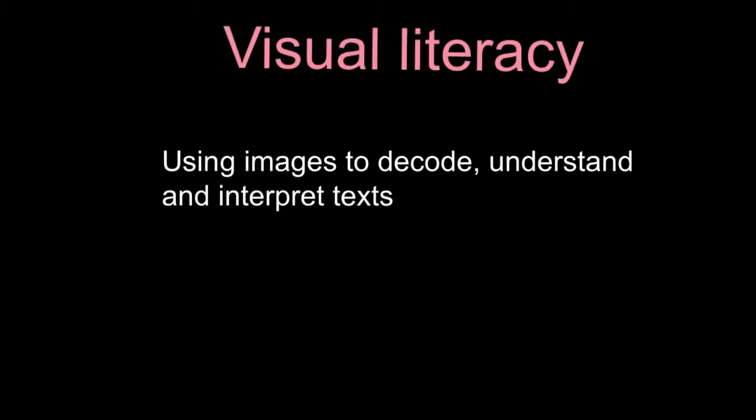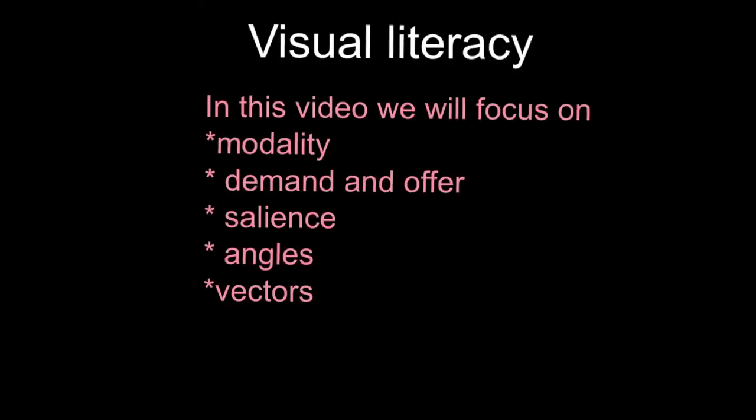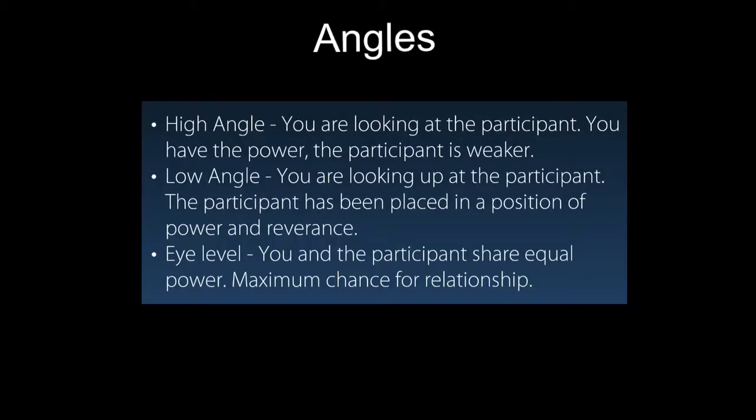Now, when I talk about visual literacy, we're talking about the way that we use images to decode, understand, and interpret texts. We're not going to go through all the different aspects of visual literacy today, so I thought I'd pick half of them this week and do the other half next week. The ones that we're going to focus on today are how we use modality in text, demand and offer, salience, angles, and vectors. Okay, let's get started. The first one we're going to focus on is angles.